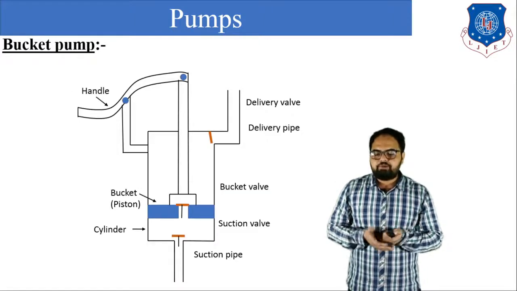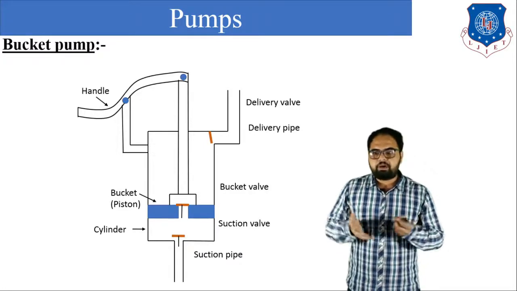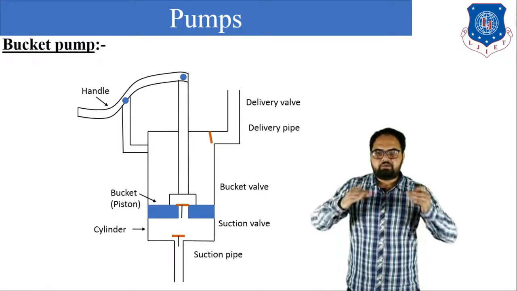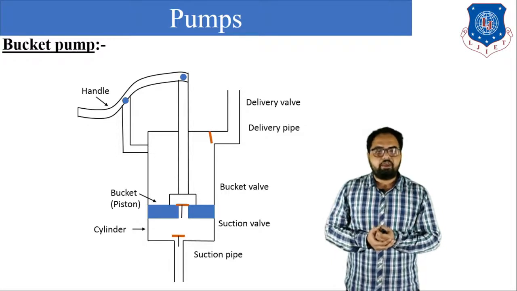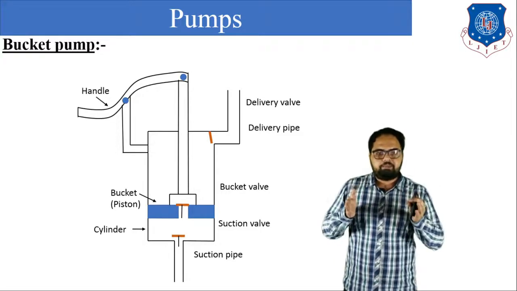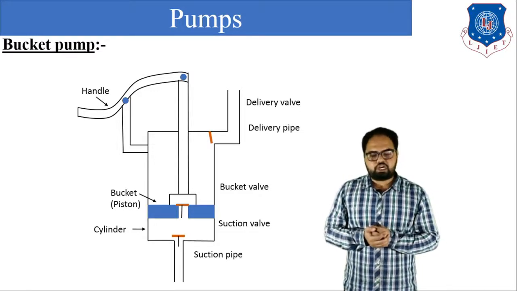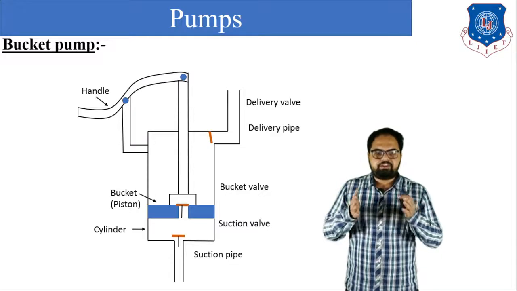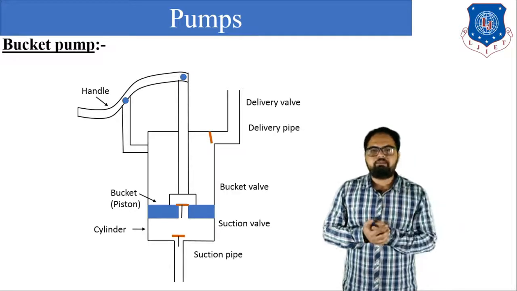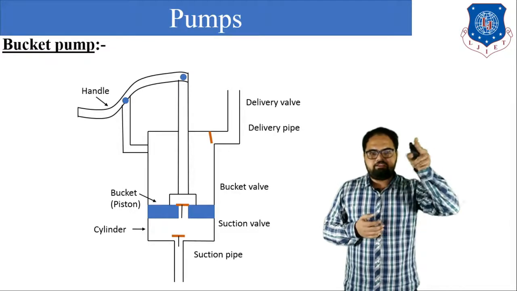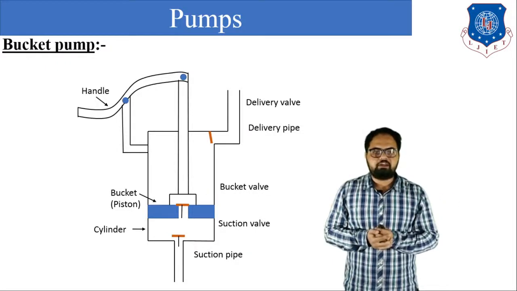Next is the bucket pump. We know that the bucket pump is a type of reciprocating pump. In a bucket pump, if a non-return valve is fitted over the piston, such an arrangement is known as a bucket. And in a bucket pump, there are a total of two strokes. The first is the intake stroke and the second is the discharge stroke. At the end of the suction pipe a non-return valve is fitted. At the start of the delivery pipe a non-return valve is fitted.